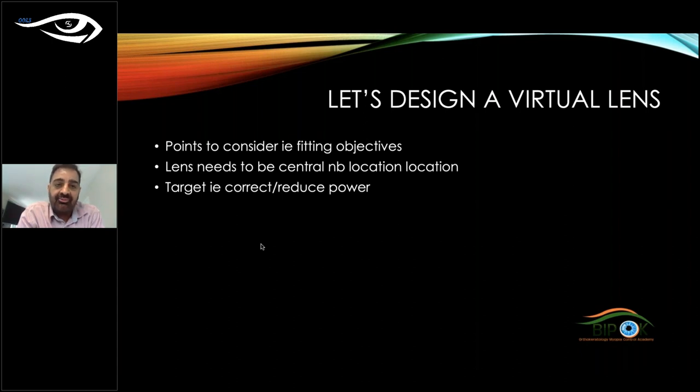Now, points to consider when fitting objectives. The lens needs to be central, and I always say location, location, location. That's the most important thing. If the lens sits in the right place, then it will work. And the target is the other, to correct or reduce the power.